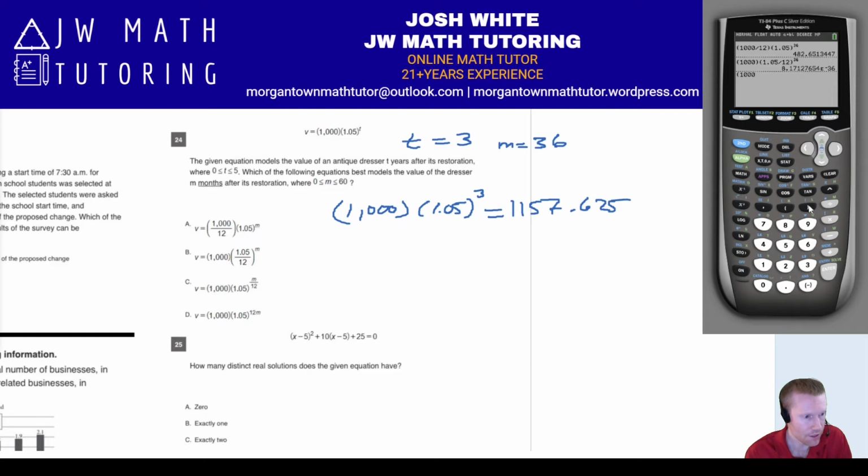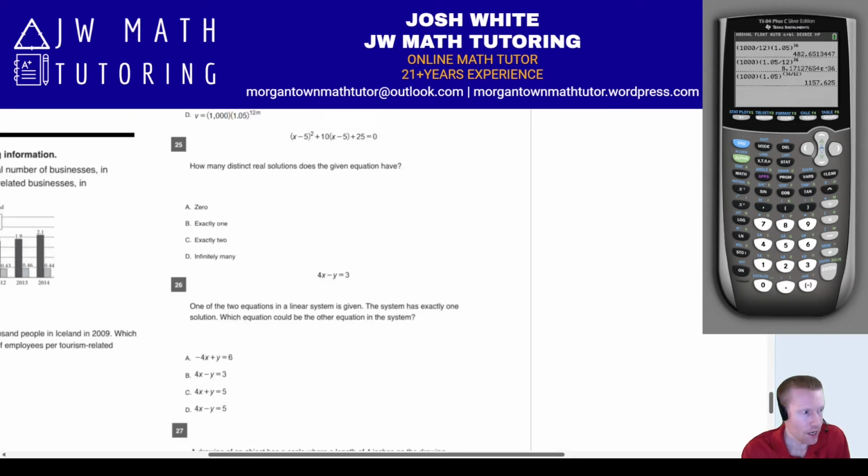So we have 1,000 times 1.05. And if you weren't sure exactly what it would work out to, you could just put in, for example, 36 divided by 12 for M divided by 12. We get 1157.625, so that's correct. I'm going to save time and not do the last one since we've already found the correct answer, but it's going to be a gigantic number because the exponent is 36 times 12, and you raise 1.05 to that large exponent. So that's an alternate method you could use to solve this problem, again using the strategy of picking numbers.